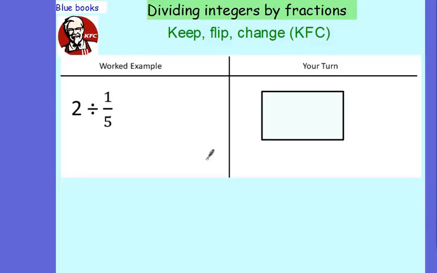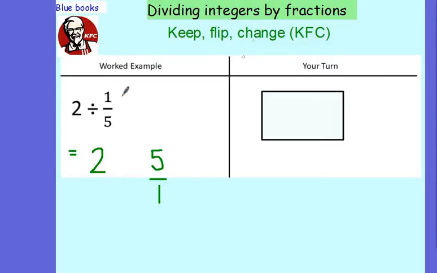I've been asked to work out 2 divided by 1/5. And I'm going to solve it this time by using my keep, flip, change. This means I need to keep my first number as it is. So the 2 just stays as a 2. The flip means I need to flip this fraction the other way up. So currently the 1's on the top and the 5's on the bottom. I'm going to flip it so I've got the 5 on the top and the 1 on the bottom.